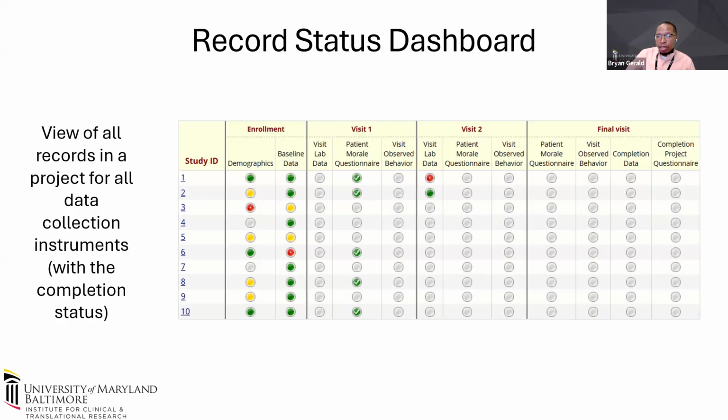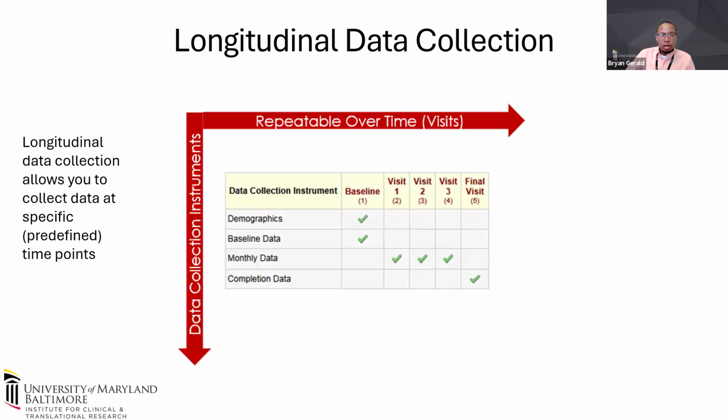This view also helps study teams quickly identify what data may be missing or if follow-up may be needed without actually opening the individual record. And what you see here is an example of a record status dashboard that has undergone collection, and there are various form completion statuses. You see green, you see yellow, you see red, and you see gray. When you actually click on the record status dashboard, if you're in REDCap, there is a legend that lets you know what each dot means in the color. Going forward, we have longitudinal data collection.